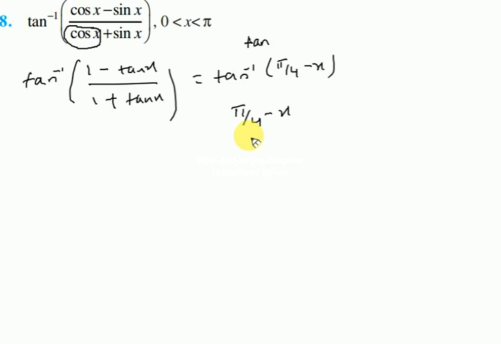In differentiation also you may have problems like this, but you need to find the derivative of this function.